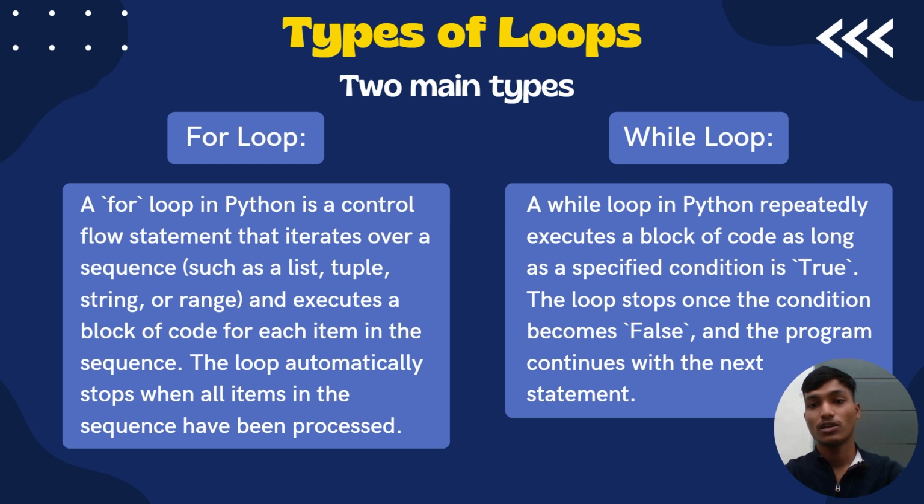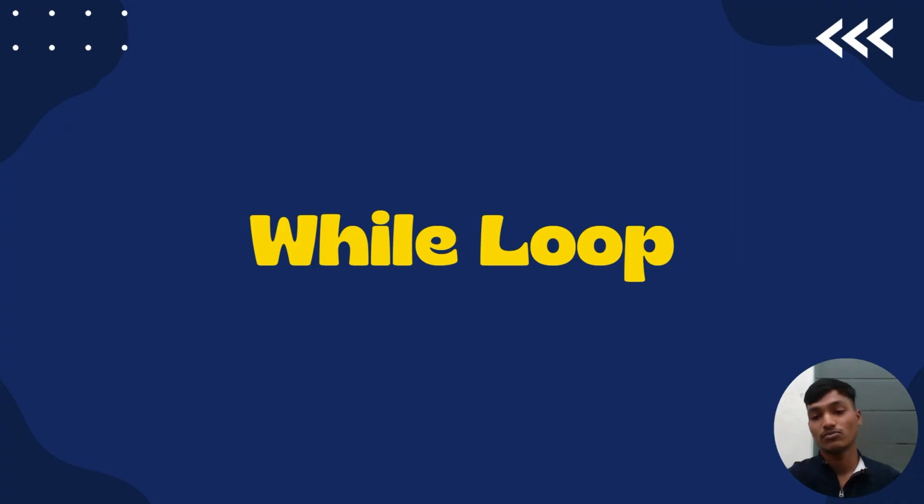While loop. A while loop in Python repeatedly executes a block of code as long as a specific condition is true. The loop stops once the condition becomes false and the program continues with the next statement. What is while loop?